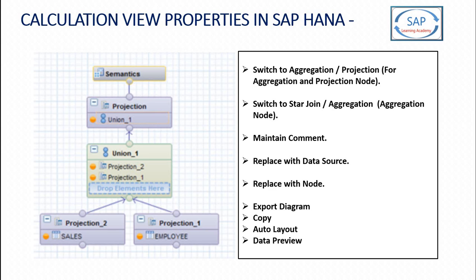And the last one is the data preview. It is a common feature available on each and every node right here. If you want to see the data, suppose you have built some join or you have done some projection and you want to see what data has been pulled up in that particular node, you can simply right click on any node and see the data. So that's all the basic and very important features that I have highlighted here.